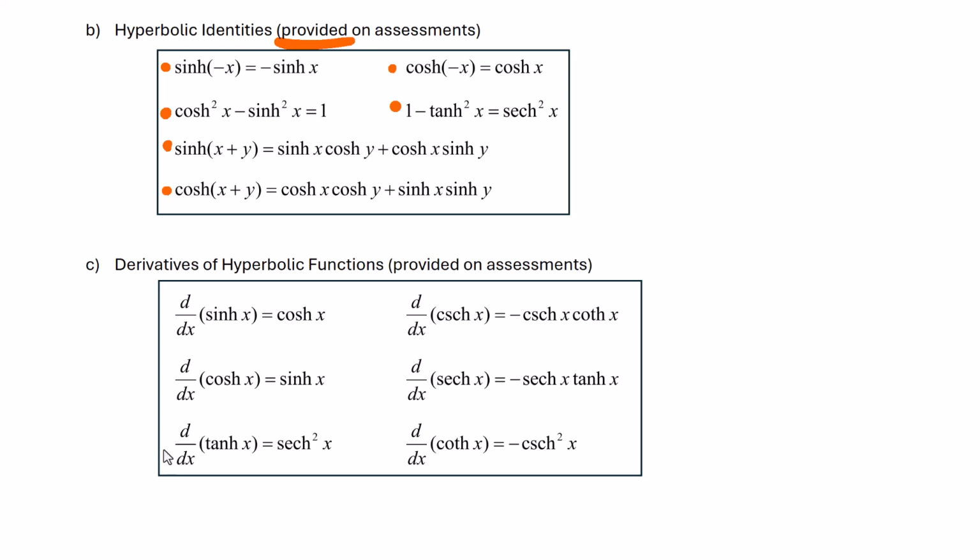Moving on, the derivative of tanh x would be equal to secant hyperbolic squared of x. There's some familiarity there because the derivative of tangent would be secant squared in trigonometry. Moving on, the derivative of cosecant hyperbolic of x is negative cosecant hyperbolic of x cotangent hyperbolic of x. Next, the derivative of secant hyperbolic of x is equal to negative secant hyperbolic of x tangent hyperbolic of x. And lastly, the derivative of cotangent hyperbolic of x is equal to negative cosecant hyperbolic squared of x.